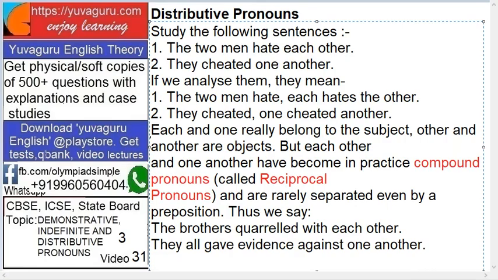So coming back to our topic, the two men hate each other. Same logic. Both are doing the same thing. They cheated one another. So both are doing the same thing. If we analyze these sentences, they mean the two men hate and each hates the other. Hate each other means one hates another and another hates the first one. They cheated one another: the first cheated the second, the second cheated the first.